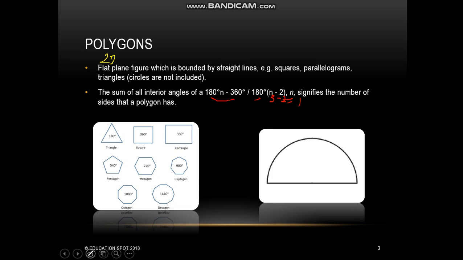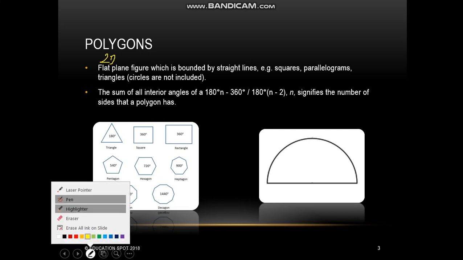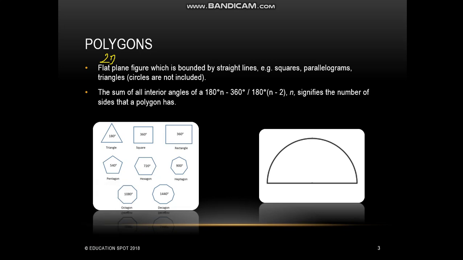Now, for instance, if we were to take the square, right? A square has 4 sides, so the n is going to be 4 minus 2, which is equal to what? 2, right? And then it's going to be 180 degrees multiplied by 2, which is going to give you 360.